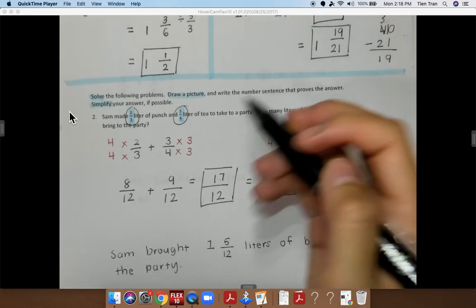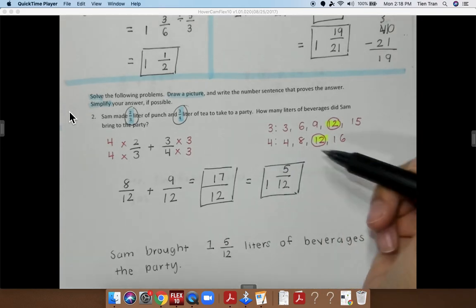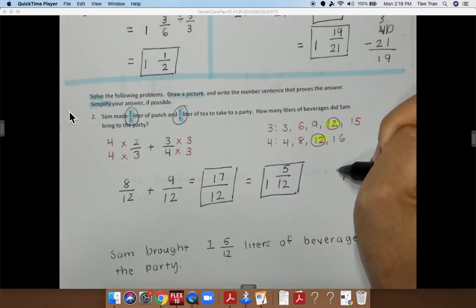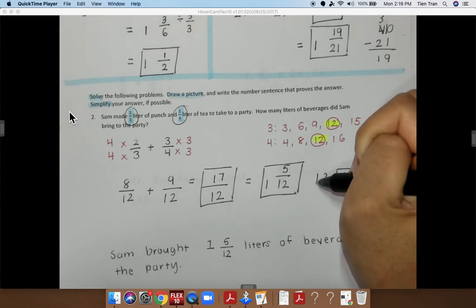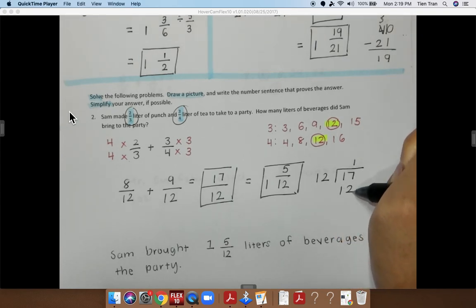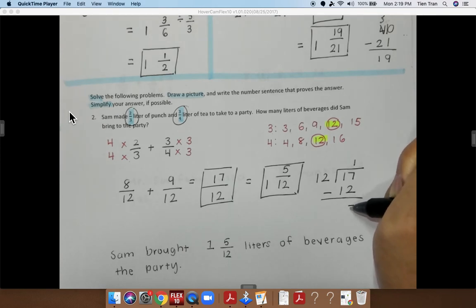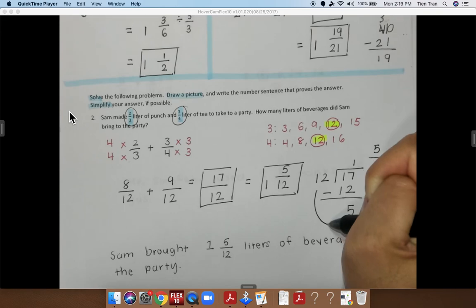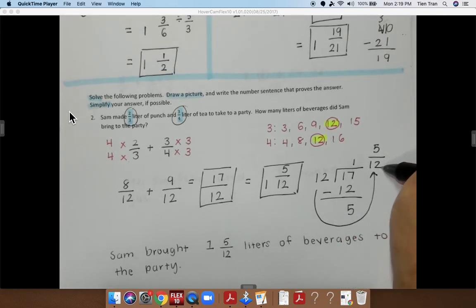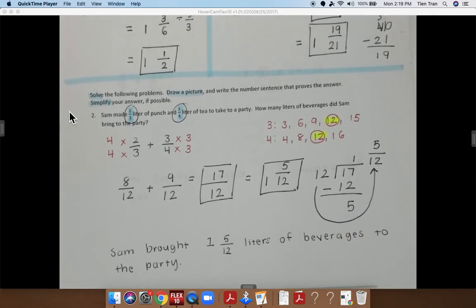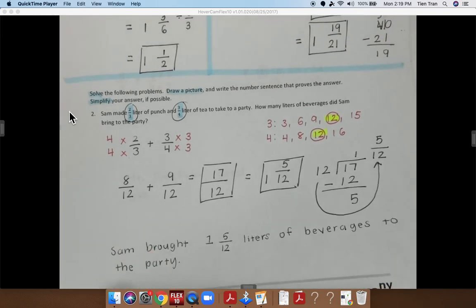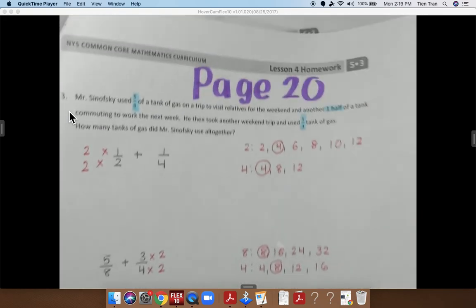I divide. So remember I told you this bar right here is a fraction bar. It means 17 divided by 12. So I'm writing here 17 divided by 12. 12 can go into 17 one time. Subtract. 7 minus 2 is equal to 5. My remainder is a 5, and my denominator is going to stay as a 12. That's how I'm getting my mixed number. So Sam brought 1 and 5/12 liters of beverages to the party.